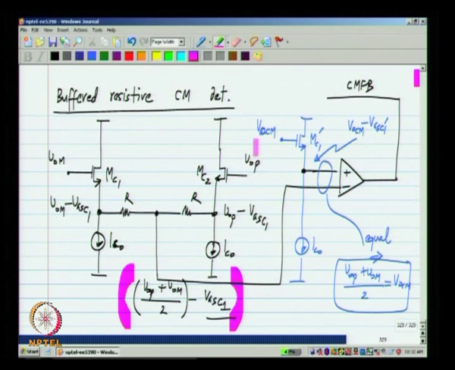Now, that is not very likely, because for an enhancement transistor with a positive threshold voltage, VOP has to be above the supply voltage VDD for MC2 to go into triode region. So, that is not likely, but at least there is a lower limit. So, that is one problem. So, we will end up with some swing limits.